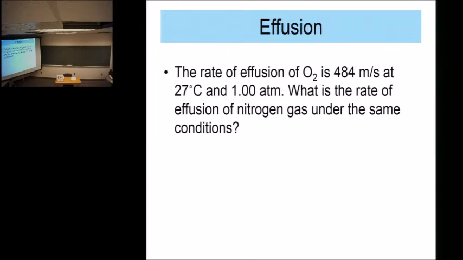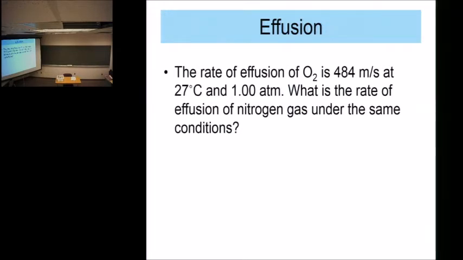Which one is oxygen? Is R1 oxygen? Is that what you decided? That's going to be oxygen. You might want to write that out here so you can remember that. And this one's going to be the N2.